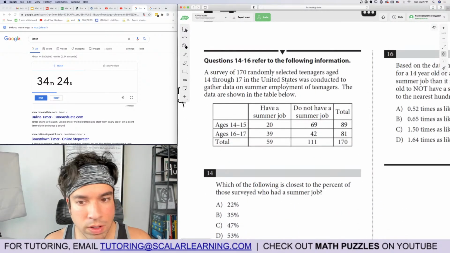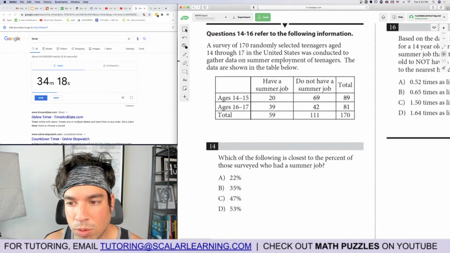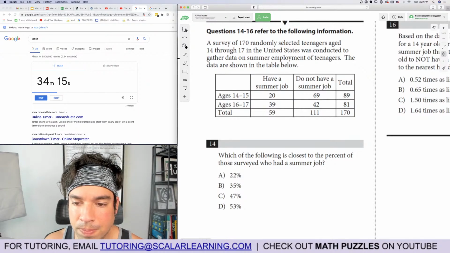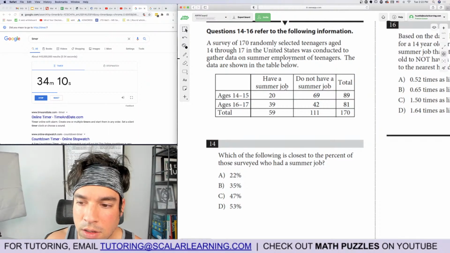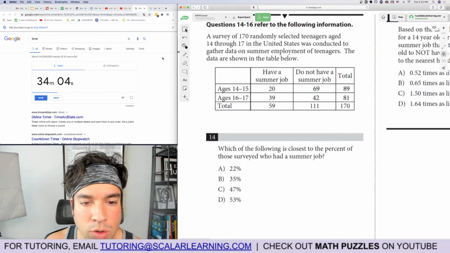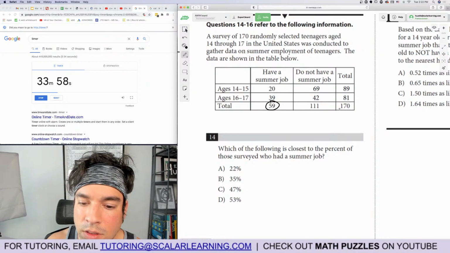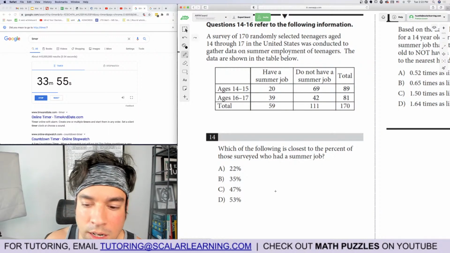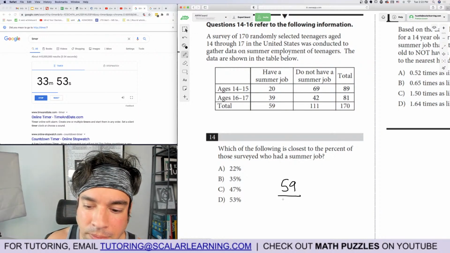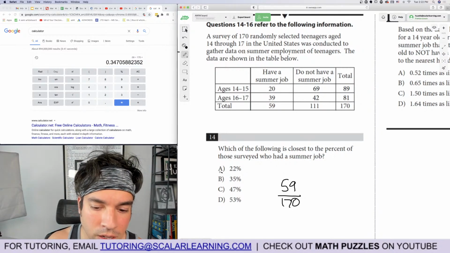Boom, 14. A survey of 170 randomly selected teenagers aged 14 through 17 in the United States was conducted to gather data on summer employment of teenagers. The data are shown in the table below. Have a summer job. Do not have a summer job. Which of the following is close to the percent of those surveyed who had a summer job? 59. So just total. So it's 59 out of a total of 170. I like to just do this, divide, then move the decimal over twice, so it's 35%, approximately.